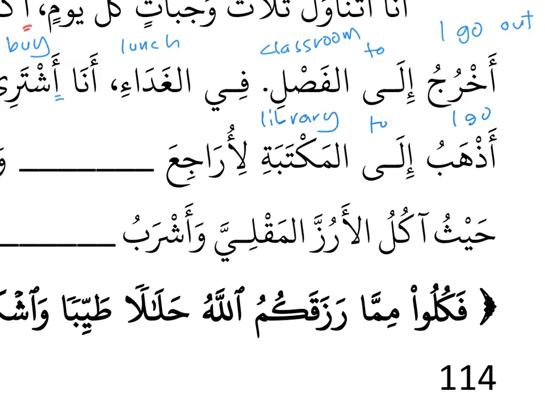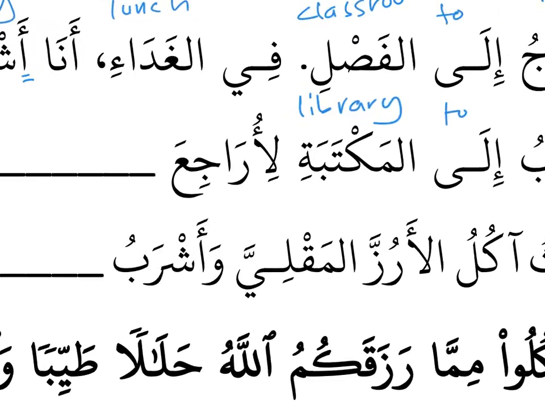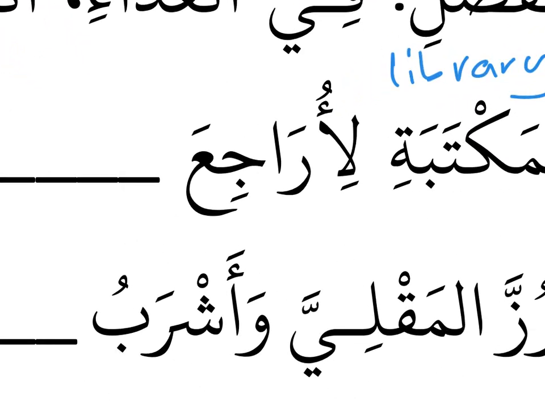Why do you go to the library? Li uraji'. Here we have two parts of the word. The first part is li, which means to, and the second word is uraji', which is to revise. We have learned this word in the previous lesson. To revise, to study, to do revision. That is the meaning of li uraji'.